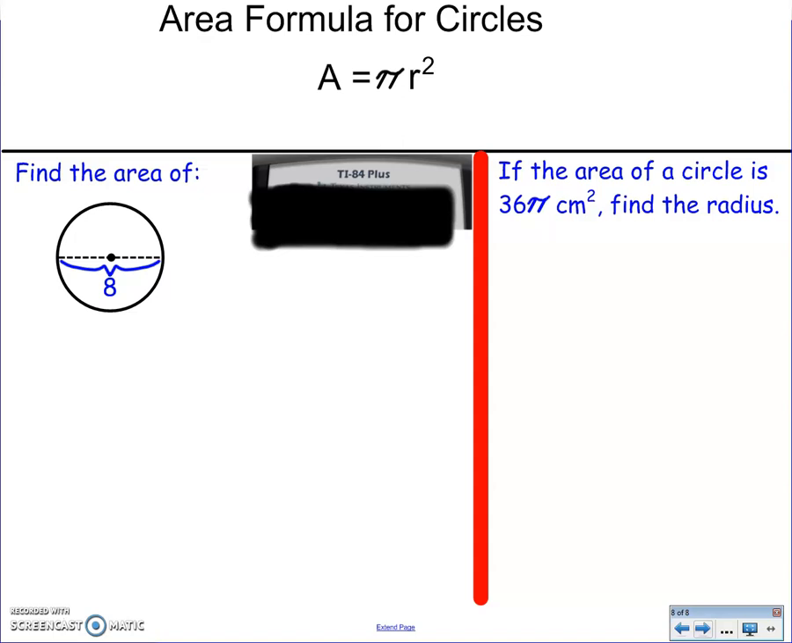So on this left picture, it says find the area of this circle. If it gives you this dot right here, that's actually very important. The dot means that's the middle of the circle. So anything going through the middle is a diameter that goes all the way through, and if it just goes from the middle to the edge, that's the radius.